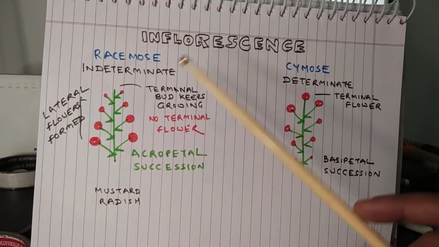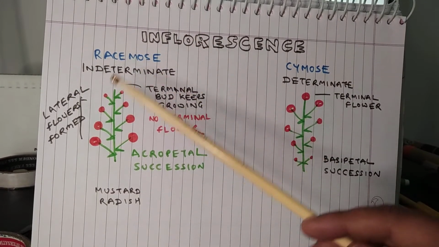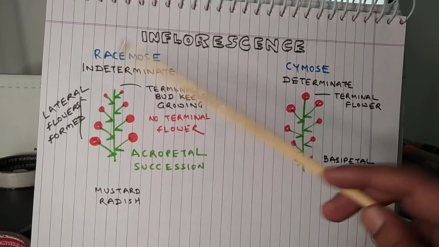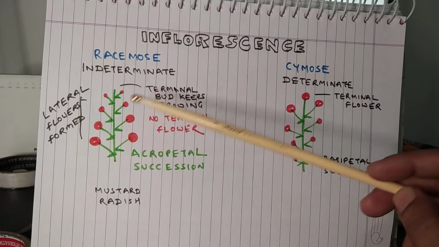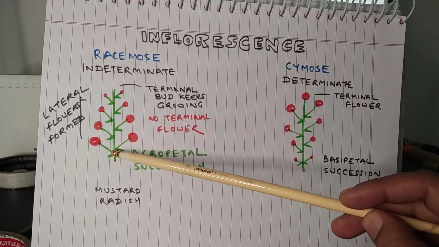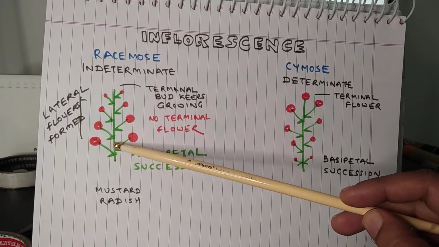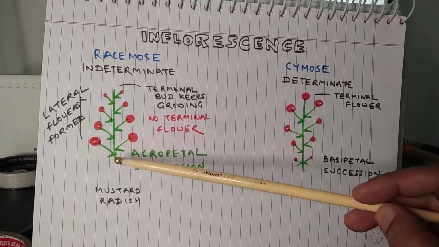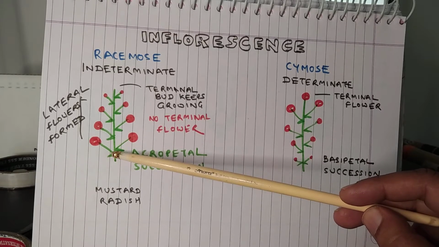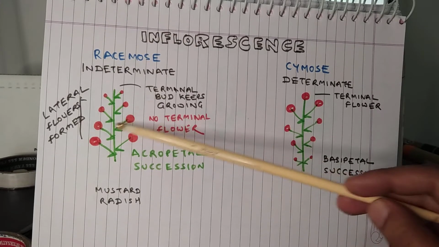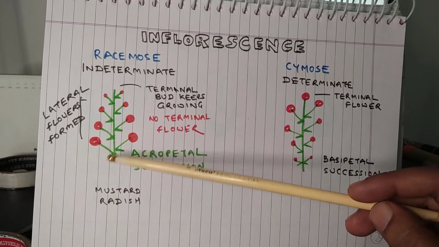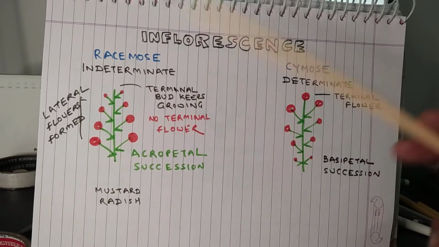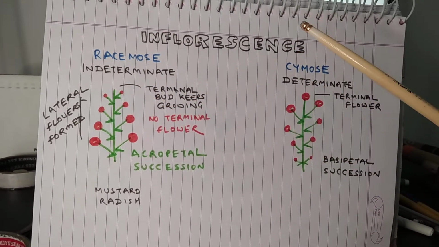In the racemose case, the main axis continues to grow because there is no terminal flower. So what happens in this case? This is the terminal bud. It keeps on growing and flowers keep on coming. For example, if the terminal bud had been here, flowers emerge from the lateral portions. After that, the terminal bud grows further, giving rise to more flowers. The terminal bud keeps on growing and gives rise to more and more flowers. That is why it is the indeterminate type.